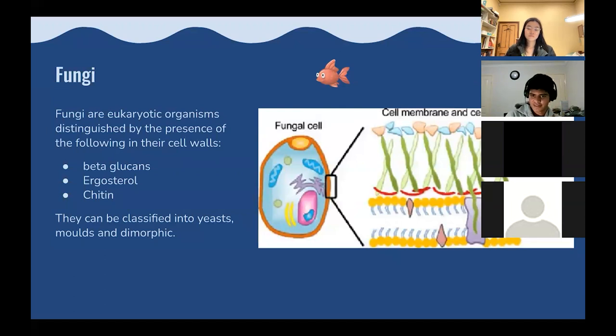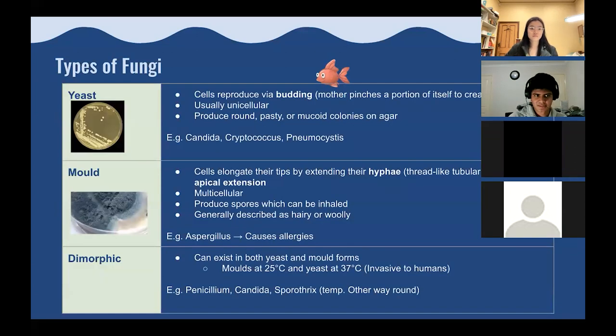So there's three things. All of them are present in fungi cell walls. So it's going to be beta-glucans, ergosterol, and chitin. Chitin's probably, I mean, they're all really important, but in the exam questions I've seen, chitin is the one that comes up, like, which one would you find in a fungal cell wall? So I think chitin's really important, but all three of them, really important. Now, fungi can be classified into yeasts, mold, and dimorphic, and I think we'll go into that a little bit later.